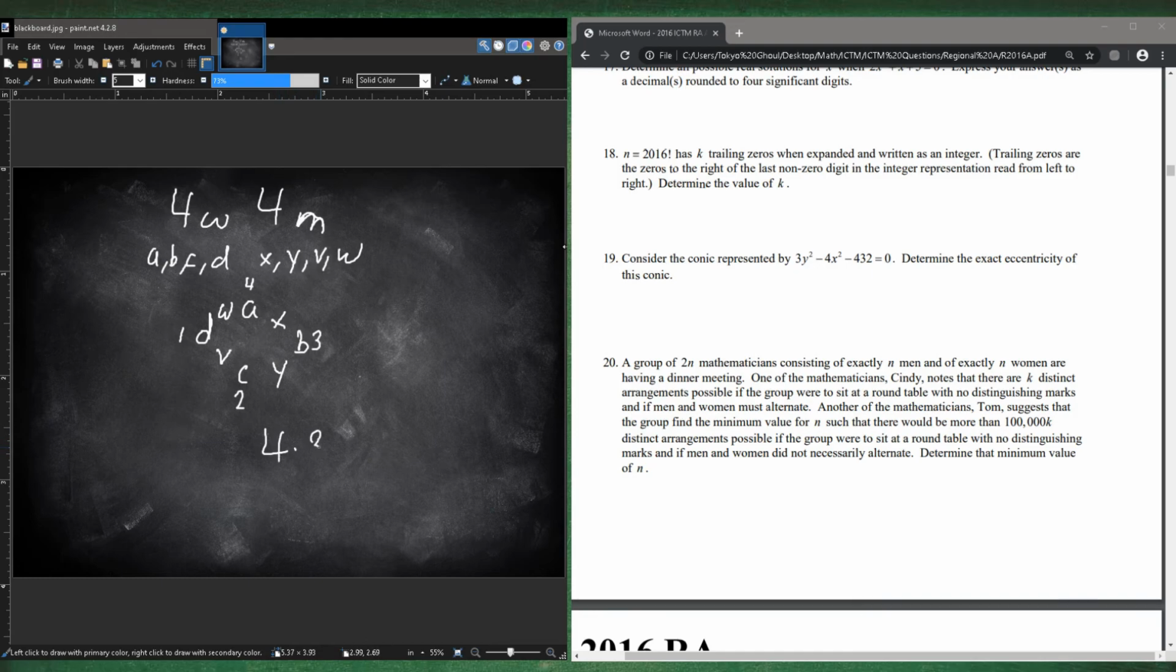So it'll be 4 times 3 times 2 times 1. That's the amount of combinations. Now we need to account for men, which is also 4 because they're the same, because they're both n in the question. So this would be 4, and this is 3, this is 2, and this is 1, right? So this is 4 times 3 times 2 times 1.